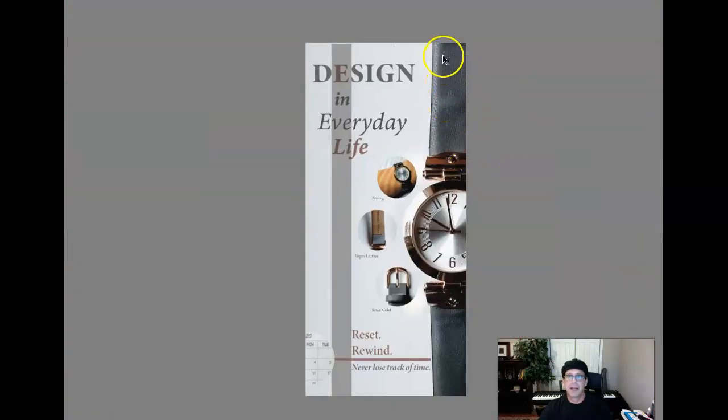So, first thing I see is the image. The image is dominant. That's excellent. Love that crop. By the way, I am a watch guy, big time. So I love your subject matter.